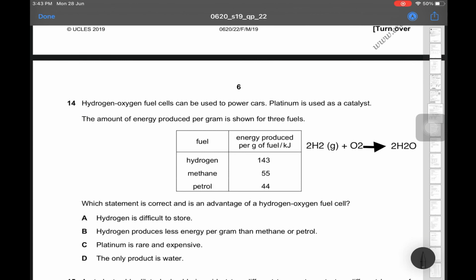Now for this question, it's talking about hydrogen oxygen fuel cells, and it's asking which statement is correct and is an advantage of the hydrogen oxygen fuel cell. Now it's looking at advantages. As you can see, A, B, and C are all disadvantages. So that leaves us with D, which is an advantage. The only product being made is water, as only hydrogen and oxygen are reacting with each other to produce water.